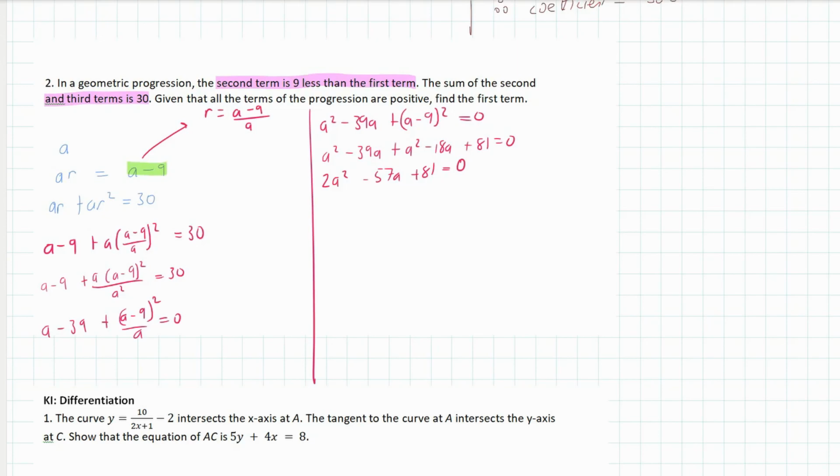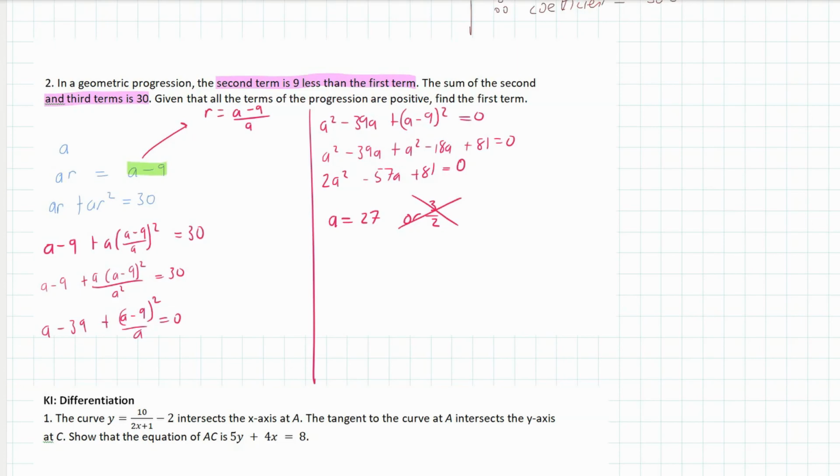I'll probably just use the quadratic formula here. And when I do, I'm going to get A equals 27, or 3 over 2. But we know, if we read the question, all terms of the progression are positive. So for them to all be positive, we have to ignore this one because the second term is 9 less than the first term.